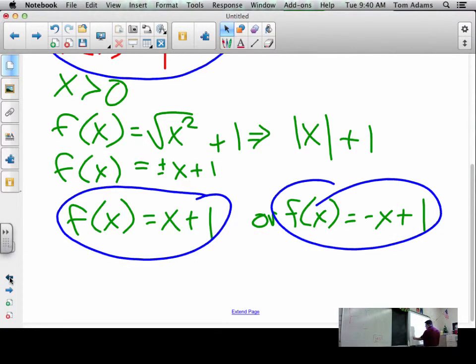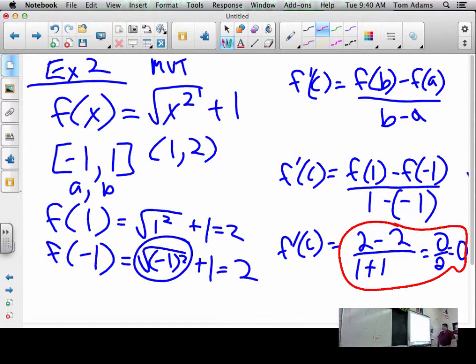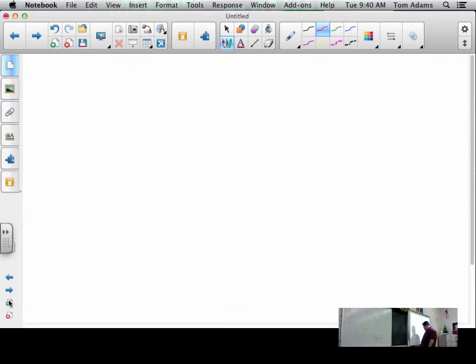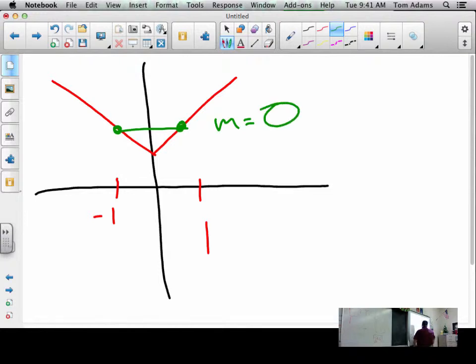So, before we get lost in all this, what was our original task? Well, our original task was to determine when f prime of c equaled 0. Now what that looks like is basically we have a function that looks like this. It comes down and it goes up. And when we evaluate it from -1 to 1, our secant line, we have some corresponding values here, but our secant line has a slope of 0. And we want to find when f prime has that.